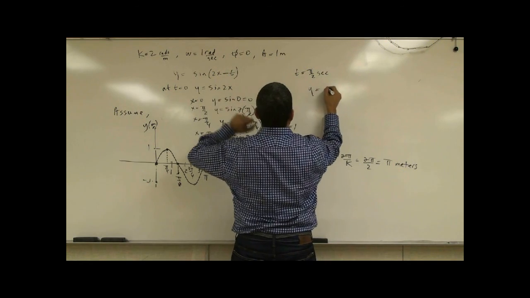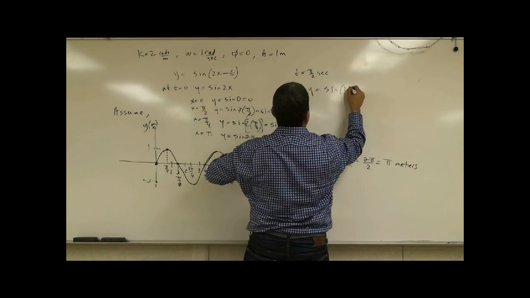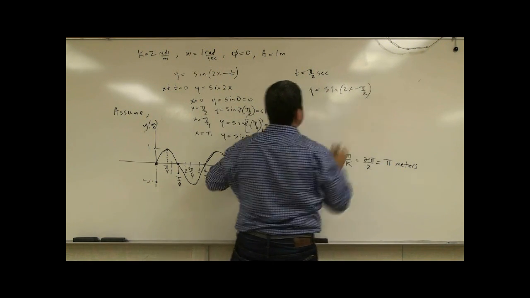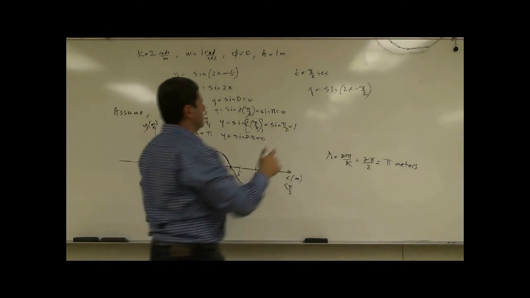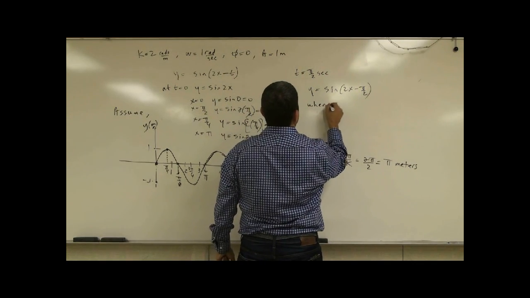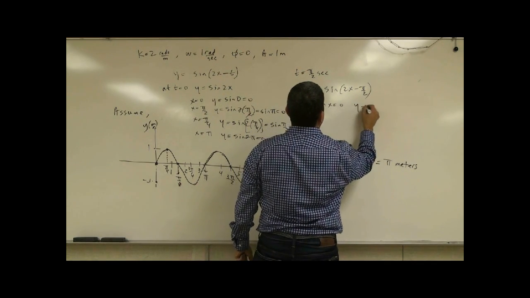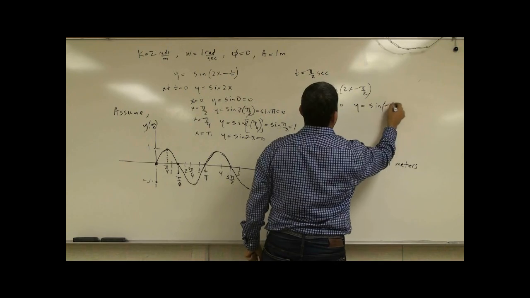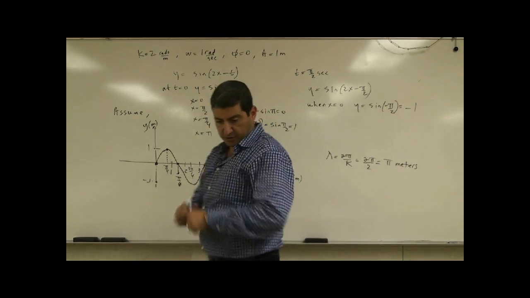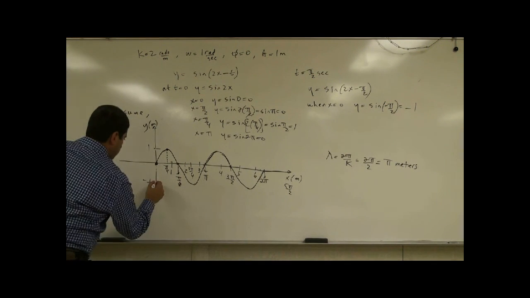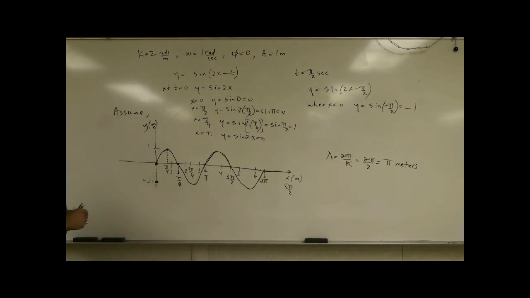So now you have here y equals sine of 2x minus pi over 2, right? So what's going to happen when x equals 0? You're going to have y equals sine of negative pi over 2, which is negative 1. So let's do this in a different color. So this is negative 1 right here, right?